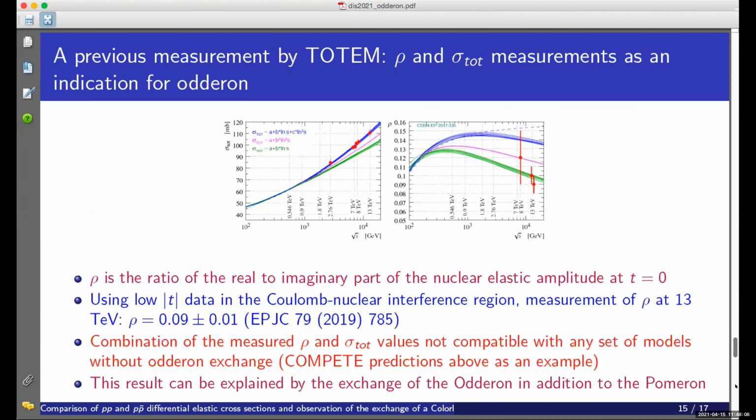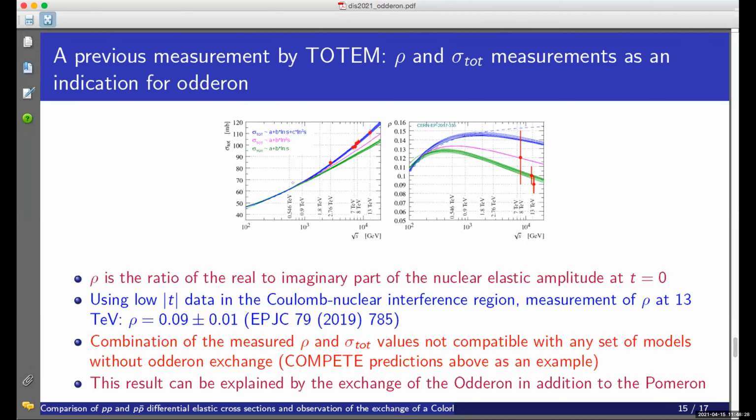So the last step that we want to do now is to combine it with a previous measurement by TOTEM, which is the value of rho and the sigma tot measurement. Rho is the ratio of the real to imaginary part of the nuclear elastic amplitude at t equal to zero. And what is shown on this plot is basically the value of the total cross section. So this is in blue, and there the measurement of TOTEM in red.